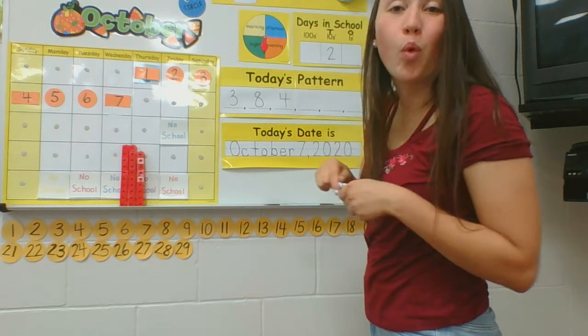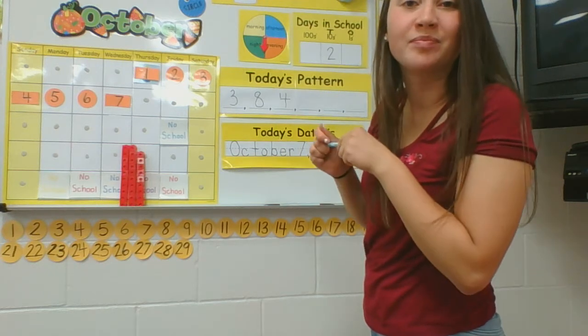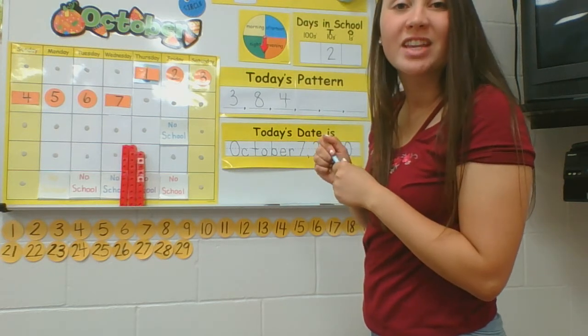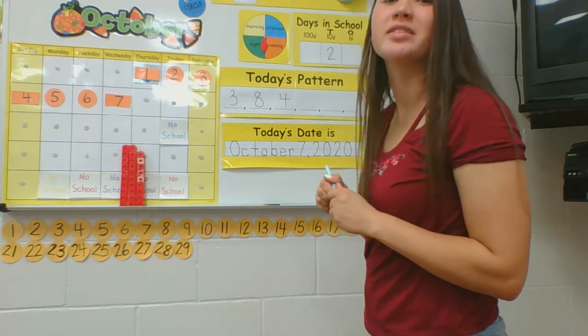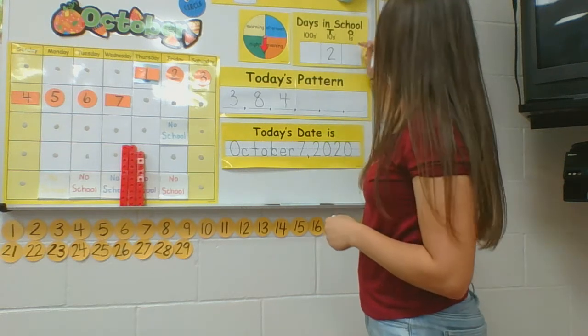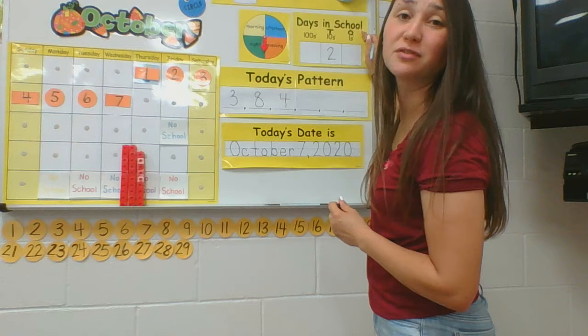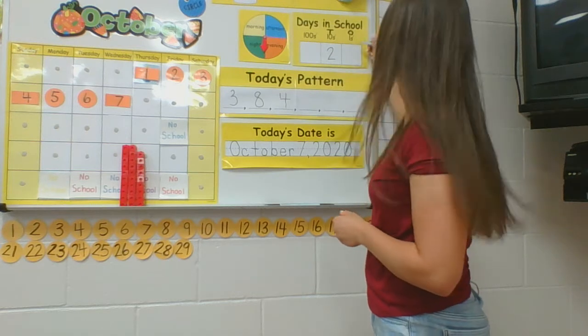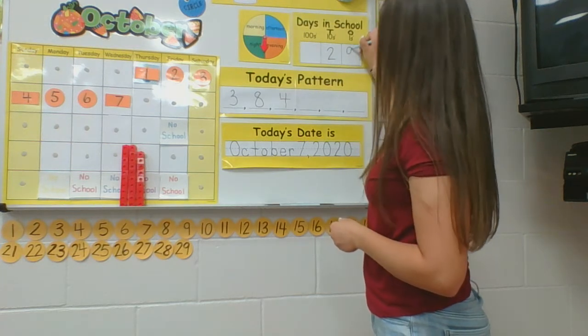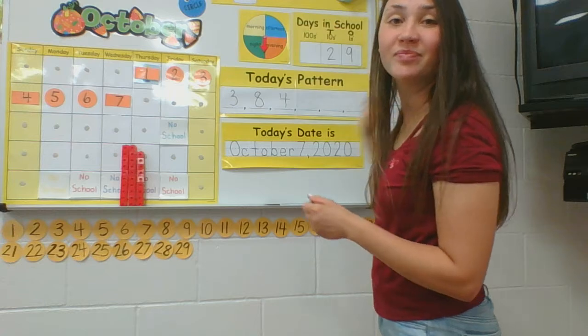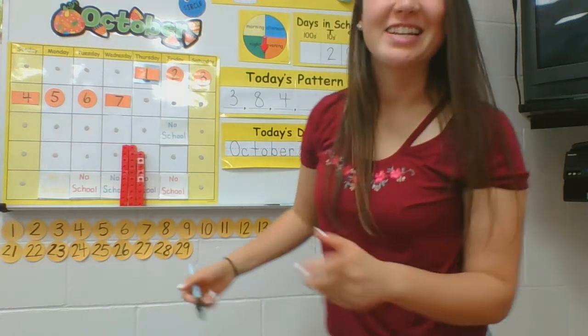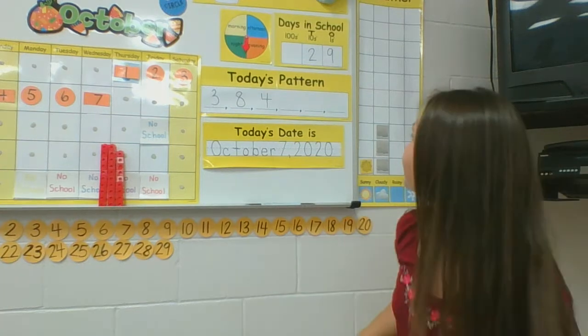And how many ones are there in 29? There are 9 ones in 29. So that goes here because O is the first letter in 1. So a circle and a line make the number 9. 29 days in school. All right, let's move on to our pattern.